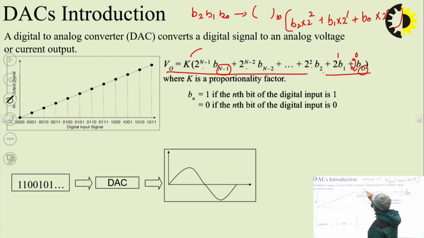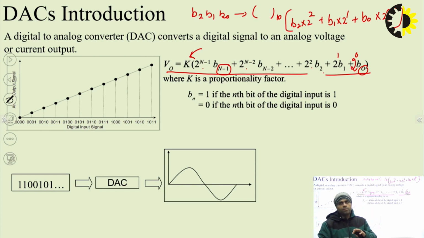And this k is the proportionality factor. Ideally, this k should be equal to 1, so that there is a 1-on-1 mapping. That means there is no difference between the analog and digital value in terms of their magnitude. So if k is equal to 1, then the digital value and its analog value are 1-on-1. They are not scaled.